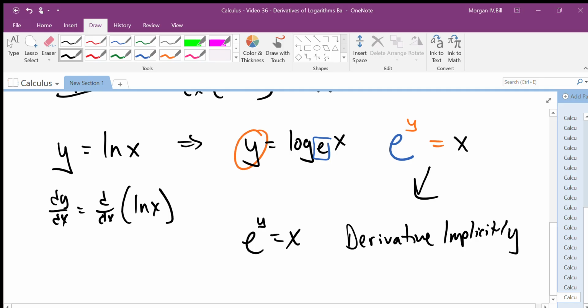Why don't you try it? Try taking the derivative implicitly here and see what you get. Remember, implicit differentiation is whenever you take the derivative of a term with a y in it, you need to multiply it by dy dx, but a derivative of a term with just x is just its derivative.